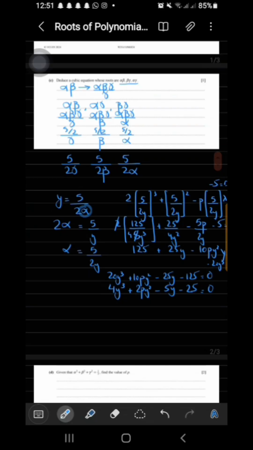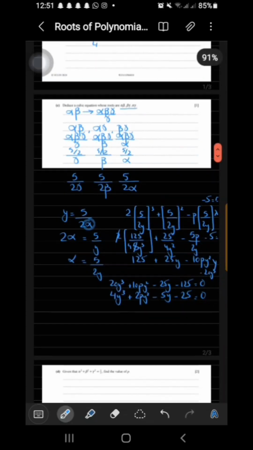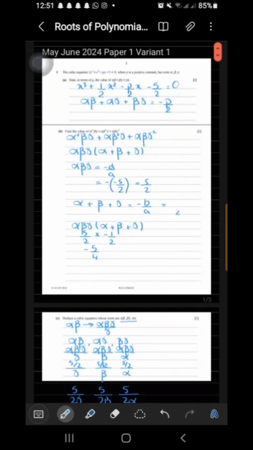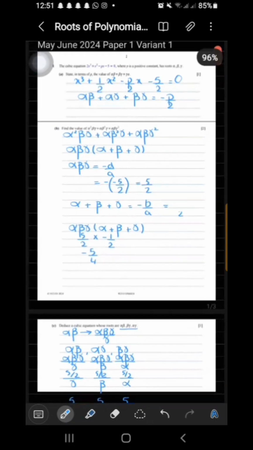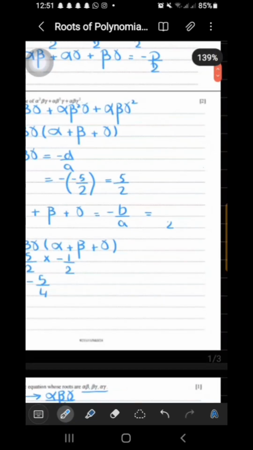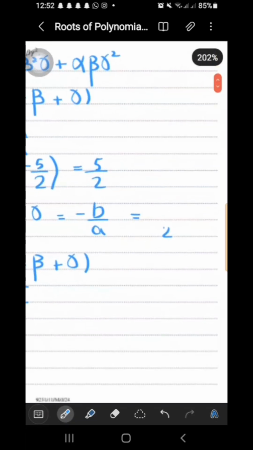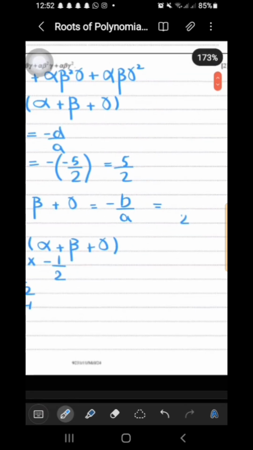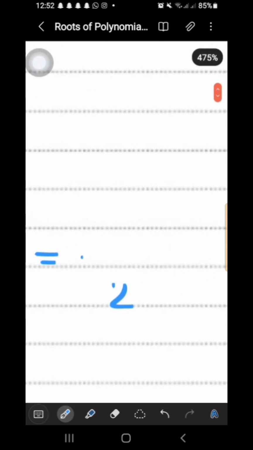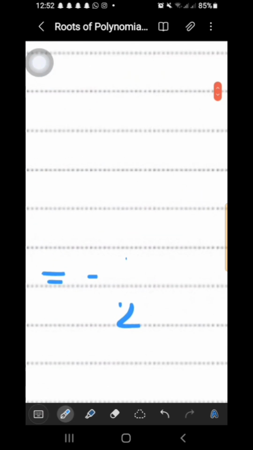You can check it with the marking scheme. That's the final answer. You can have a look at our part A. This is our solution, negative p over 2, and for our part B there is a negative 5 over 4. It got erased by me mistakenly, so we can write it as negative 1 over 2. No issue.